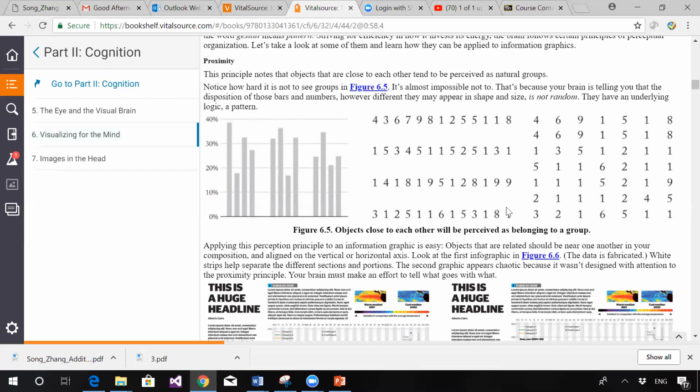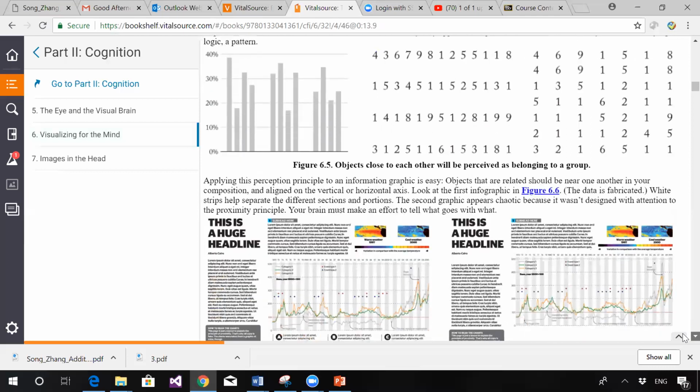Looking at these three pictures, you are going to feel that there are groups over there: one group here, two groups here, three groups here. There are four groups here, 1, 2, 3, 4, and here, each column you may feel is a group. Why do we feel this way? Actually, objects close to each other will be perceived as belonging to a group. So the first way to show that some things are in a group is by putting things close to each other. Then they seem to be in a group.